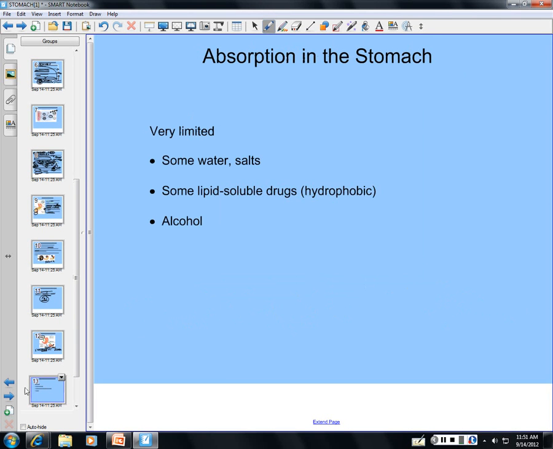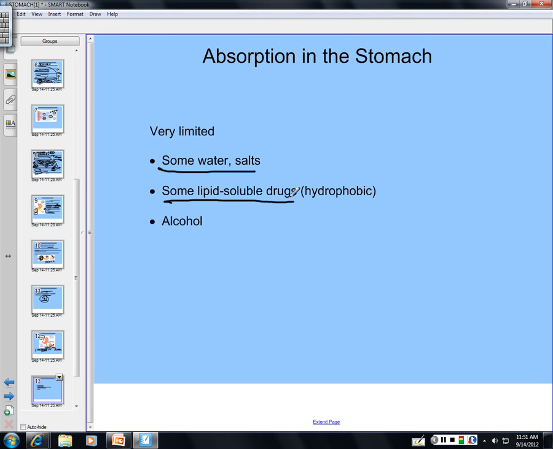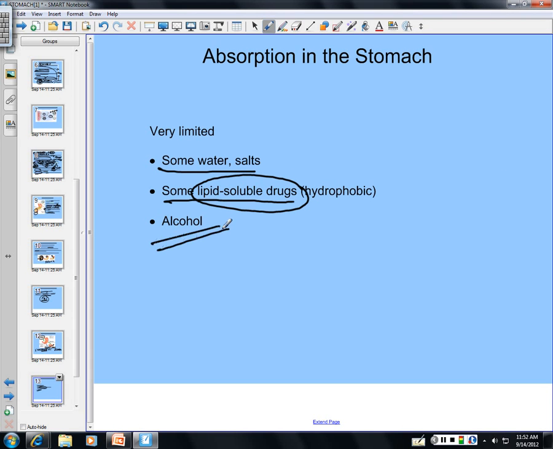Absorption in the stomach is very, very limited. There's some amount of water and salts and some lipid-soluble drugs, and that's why most of the pharmaceutical companies want to make drugs that are lipid-soluble, so fast absorption, fast acting as soon as you take it and it goes into the stomach. And of course, alcohol is absorbed in the stomach. So if you take alcohol on an empty stomach, you get tipsy faster. That's no reason, by the way, for drinking.